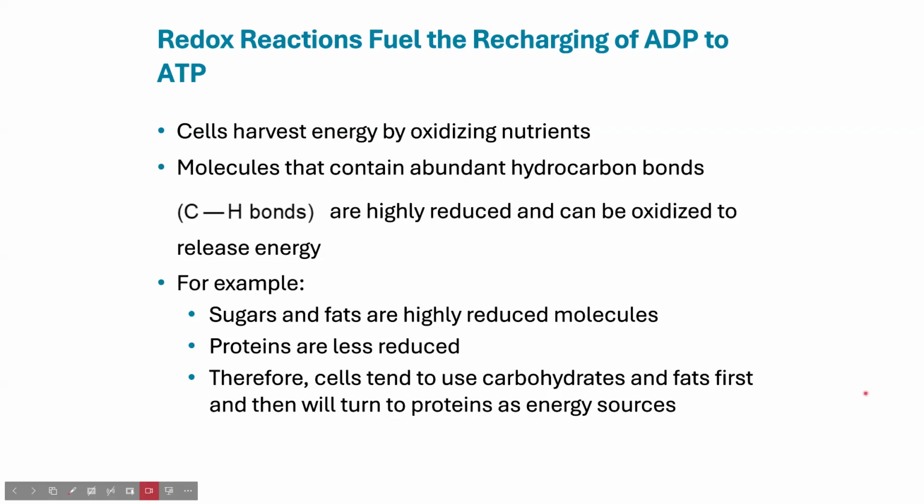And what that means is that your cells are going to generally use those carbohydrates and fats first, and then they turn to proteins. And as a little pop culture aside, this is kind of the basis behind things like the keto diet, is that you stop eating carbohydrates primarily, which causes your cells to focus on the fats and to some extent the proteins as well. And that is where you get the ketosis from.